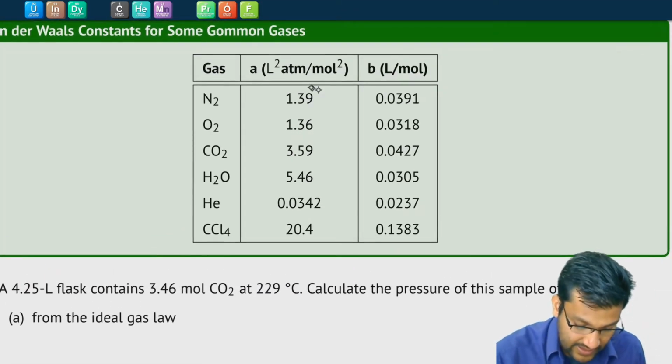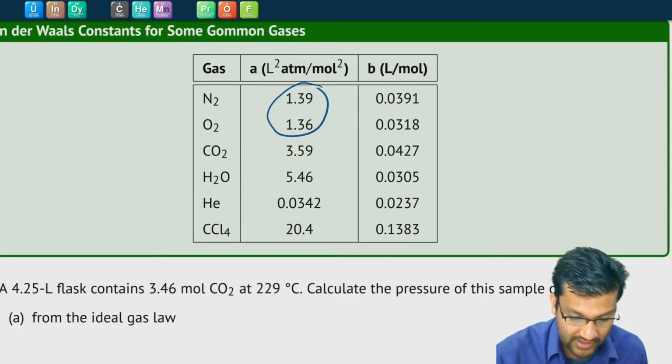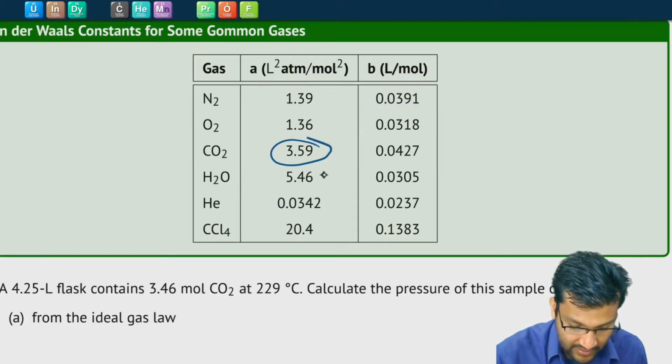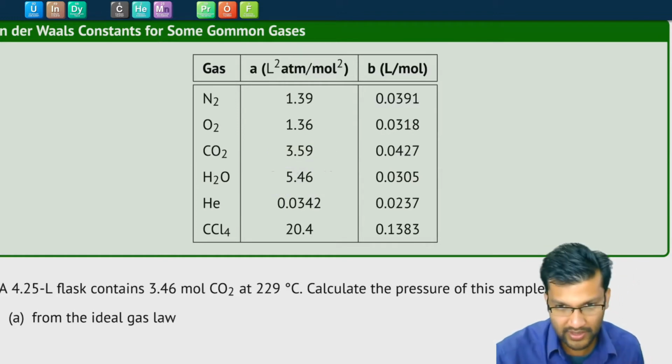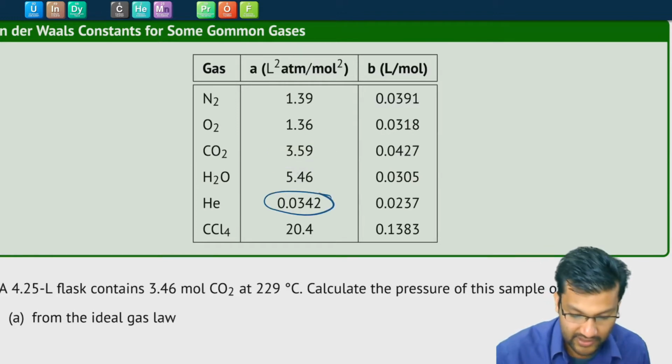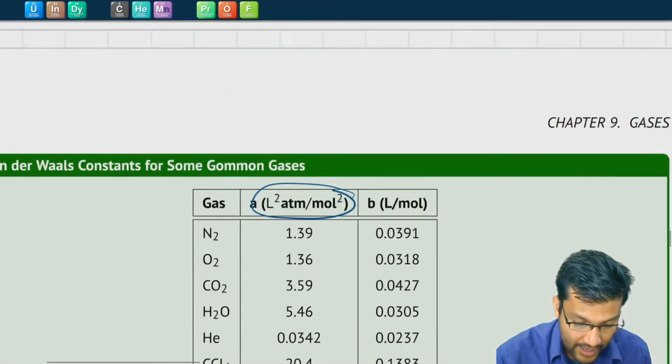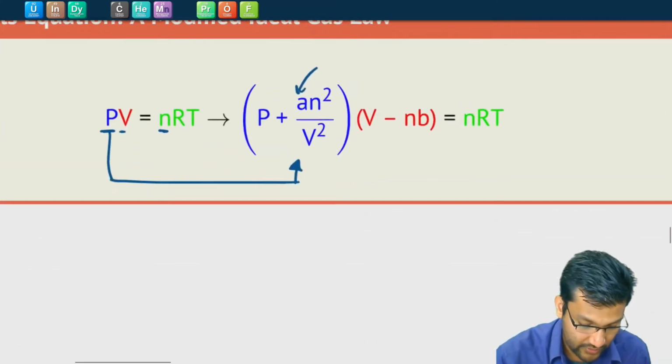So here we see that all of these gases, like nitrogen and oxygen, interact pretty much on the same level. Carbon dioxide has a little bit stronger interaction. Here, water has the strongest interaction of all. Whereas helium, we know helium barely interacts with anything. It has a very weak interaction with each other. So that's the A value. Here are the units. That tells us how much the pressure is reduced.